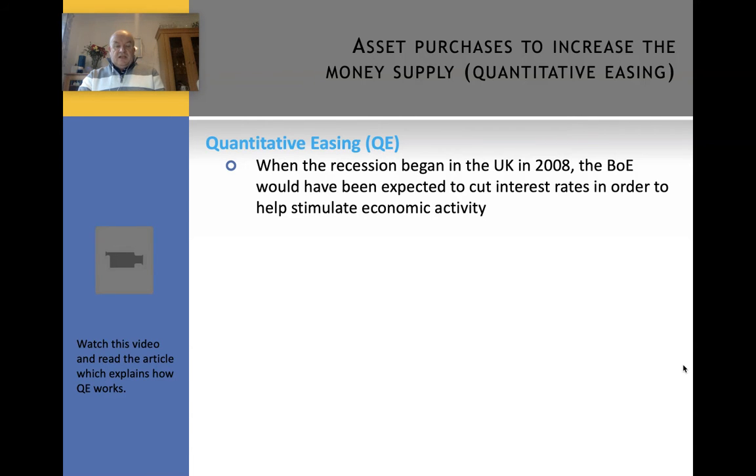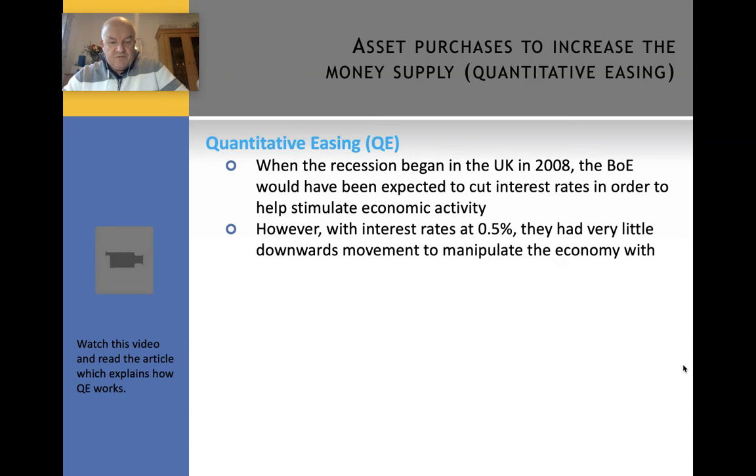It's a relatively new phenomenon for the UK. It only really started around about 2008 when we had the financial crisis. One could argue that during that time, and clearly they did, the Bank of England dropped interest rates significantly in order to help stimulate economic activity, and the hope was that that would be sufficient to encourage more spending and for us to come out of recession via an increase in aggregate demand. However, even with those very low interest rates at about 0.5%, there was very little downwards movement left in order to manipulate the economy any further.